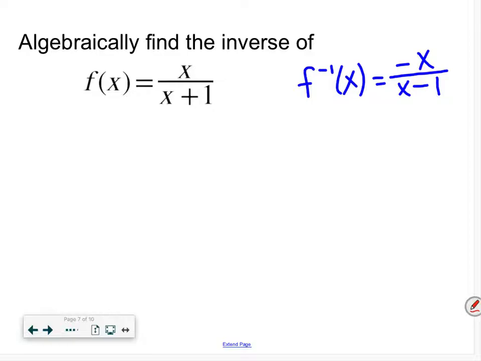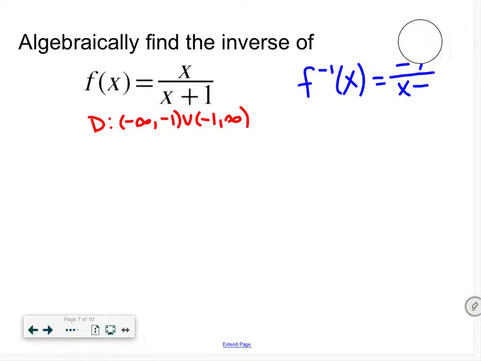Let's first, though, identify the domain. Brayden, help me with the domain. What do we need to be careful with of this function right here? You can't have the denominator zero. And what number would make that happen? Okay, so for the domain of our original, you told me -1. We have to exclude -1 because that is what would make the denominator 0.